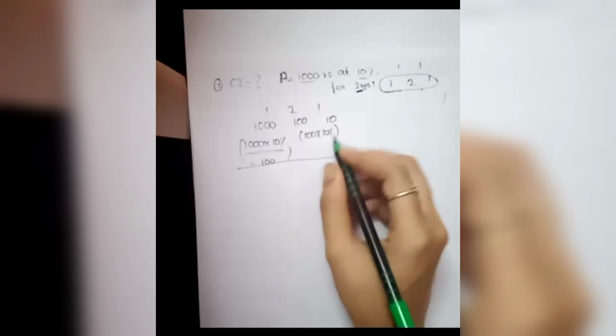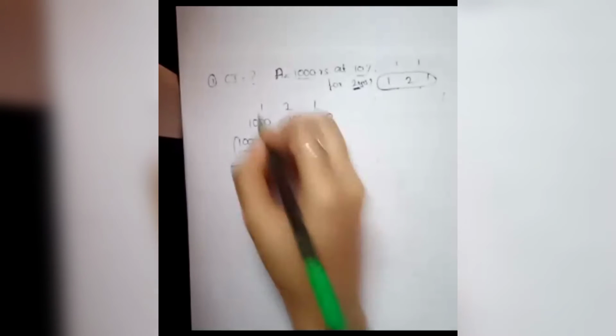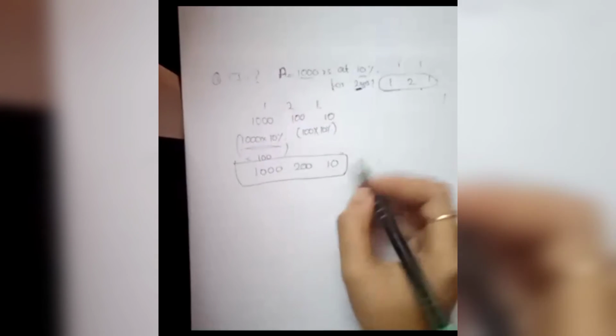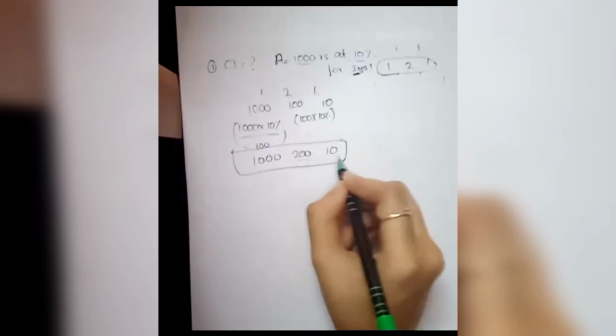Okay. Then, this is the first row and this is the second row. We have to multiply these two: 1 into 10, 2 into 100, 1 into 1,000. So this is the actual row we are finding. How do you find this? These two, if you add 200 plus 10, this 2 means it is CI, compound interest. That's all. Very simple.